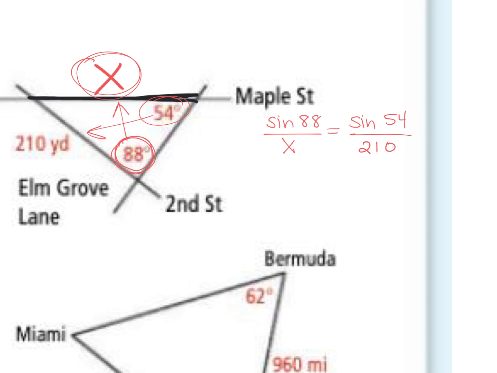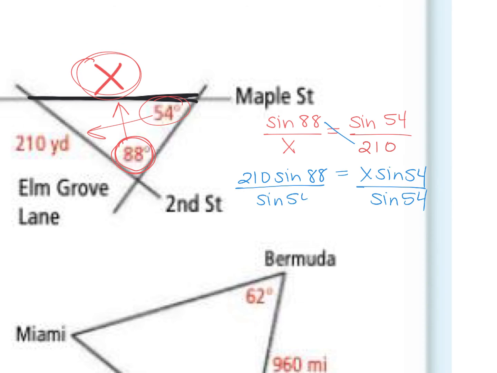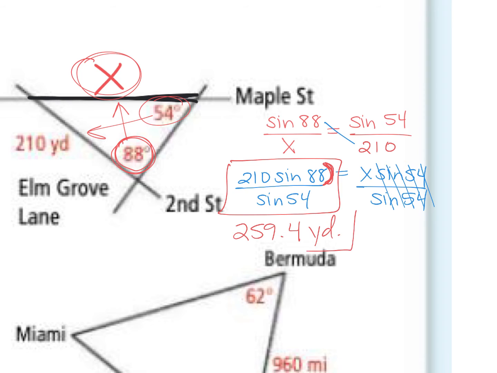So this is our setup. We're going to cross multiply. It's going to be 210 sine 88 equals x sine 54, okay? Then we'll divide by the sine of 54, divide by the sine of 54. So this is gone. Now plug this into your calculator, but make sure that parenthesis is there. So 210 sine 88 parenthesis divided by sine 54. So that is 259.4 yards. Okay, questions on that?